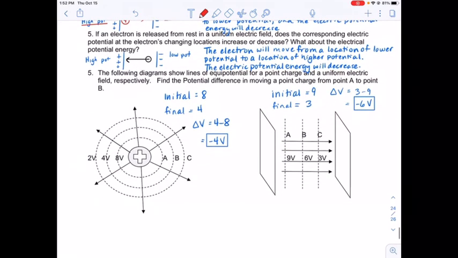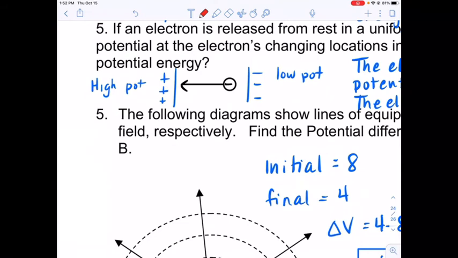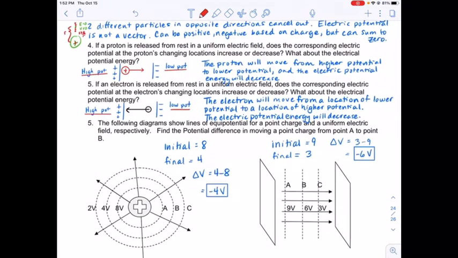Now, what about an electron? An electron is going to be attracted to the positive plate. So an electron is going to kind of fall up in a way. It's going to go toward the higher potential plate because, again, the region of potential is defined by the plates, not by the test charge. So the electron is going to move toward high potential, and its electric potential energy is still going to decrease because it wants to go toward the positive charge. The field is doing work on the electron.